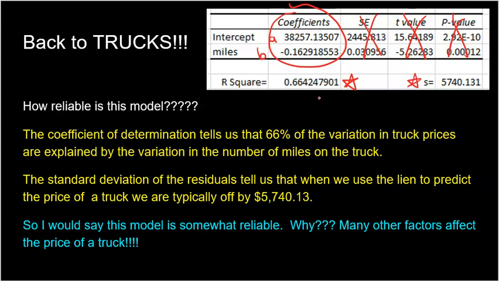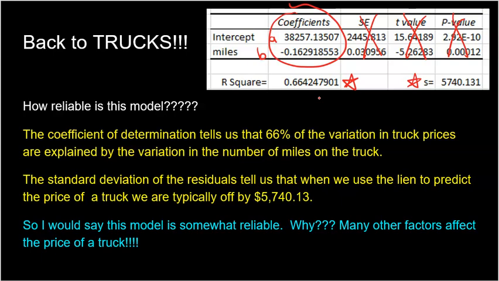You can look at it that way, right? So you just have to make sure you word it properly. 66% of the variation in truck prices is explained by the variation in the number of miles. So if we go back and look at our data, we see a bunch of different prices and a bunch of different miles. Well, 66% of the different prices are actually because of the different miles on the truck. Variation is just a fancy word for different.